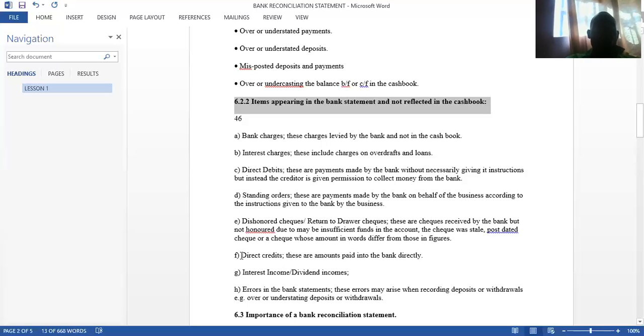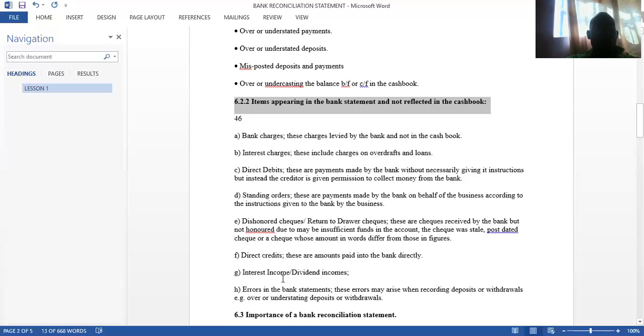We have what we call direct credits. Crediting, remember, is a case whereby we are receiving money as a business. Direct credit is a case whereby the customer pays directly into our bank account without even notifying us. If I have your money and I have your bank details, I can go and deposit directly without even informing you. So you'll only notice that payment once you receive the bank statement.